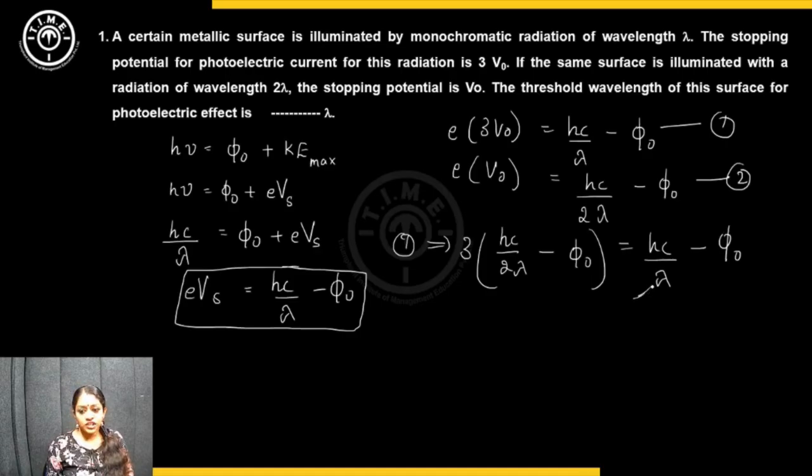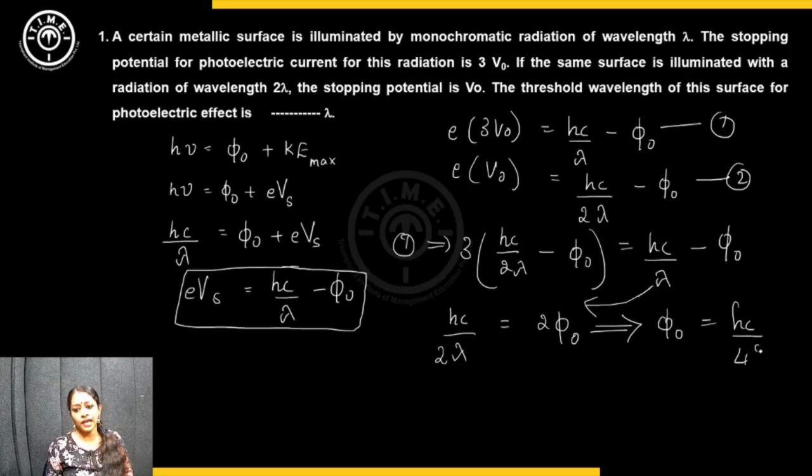Now, just rearranging the terms, bring this hc by lambda to LHS, you will get 3 hc by 2 lambda minus hc by lambda. Okay. If you take hc by lambda common, you will get 3 by 2 minus 1, which is 1 by 2. So there you will get hc by 2 lambda. And bringing this minus 3 phi 0 to the RHS, it becomes plus 3 phi 0. So in the RHS, you will have 3 phi 0 minus phi 0, which is 2 phi 0. So from this, you can write phi 0 is equal to hc divided by 4 lambda, isn't it?